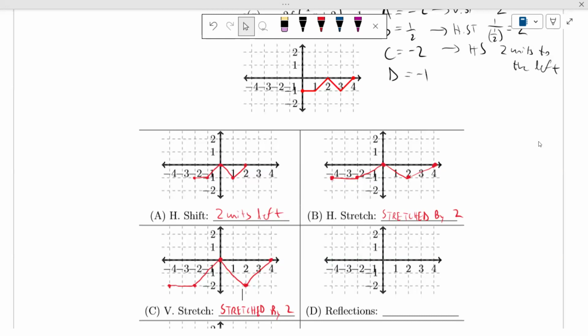Oh, you multiply it by the absolute value of A, I should say. Same thing with your B. If your B was a negative number, you would be multiplying by the absolute value of 1 divided by B for your horizontal stretch. All the reflections are going to happen in part D here.